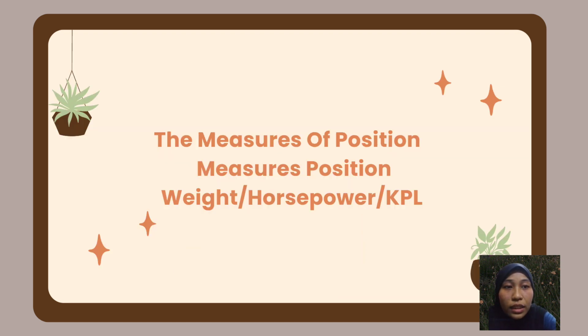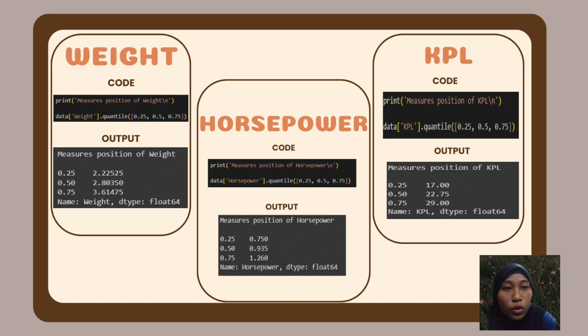Okay, let's go to the next topic, which is measure of position. Firstly, create code to measure position of KPL and the output will show the quartiles. Secondly, create code to measure position of horsepower.